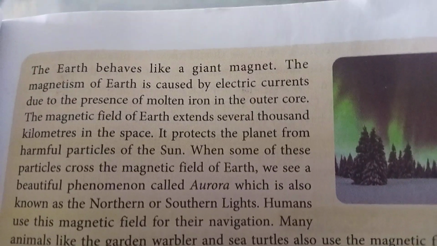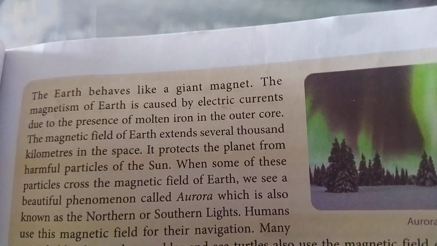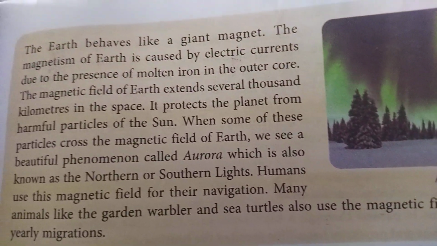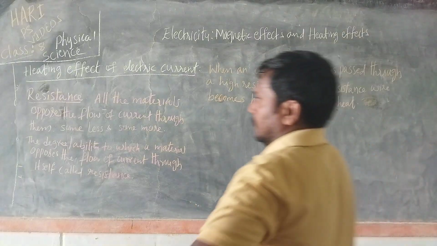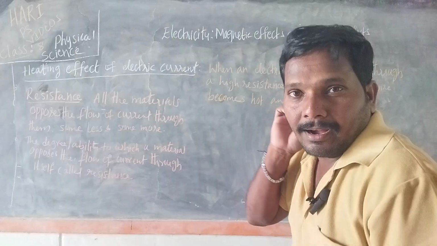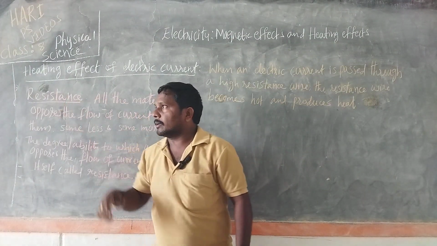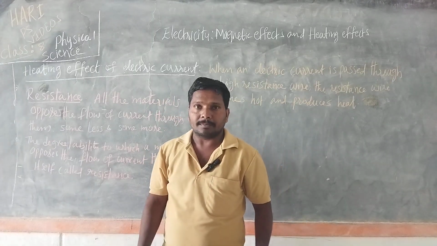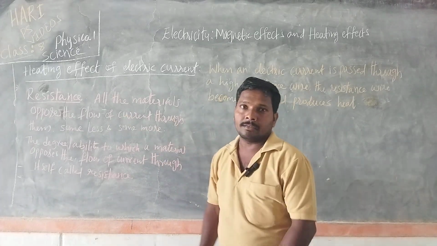aurora effect, or northern or southern lights, a natural phenomenon, one of the beautiful phenomena, right? This is the aurora. Now let us discuss the heating effect of electric current. Before that, let us know a new term which maybe you did not hear or learn in class 7th. Why? Because it is a new word to you: resistance.